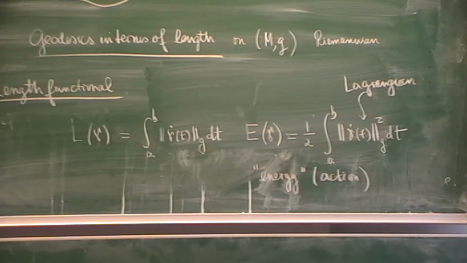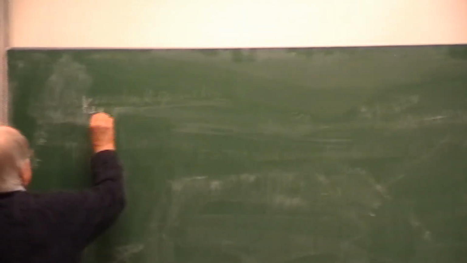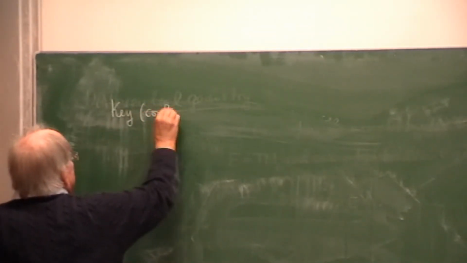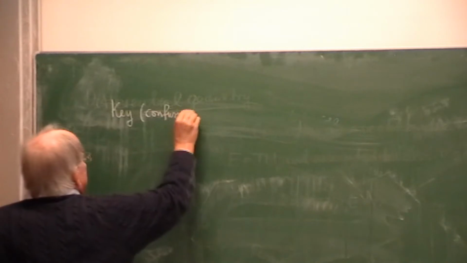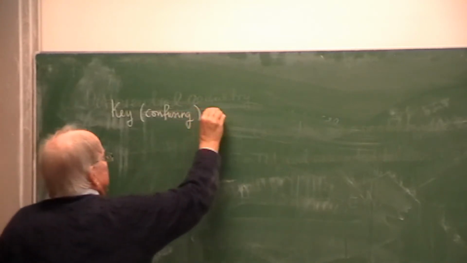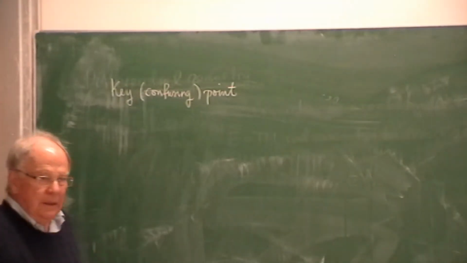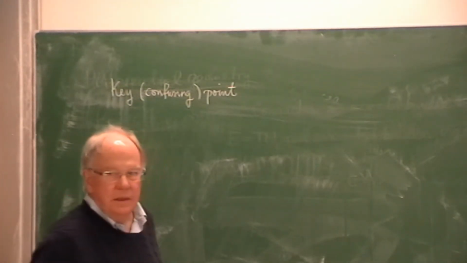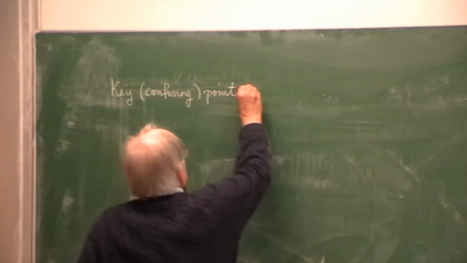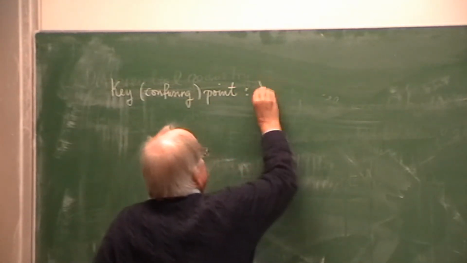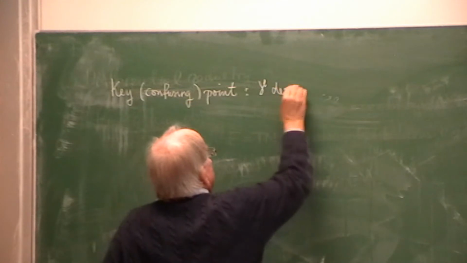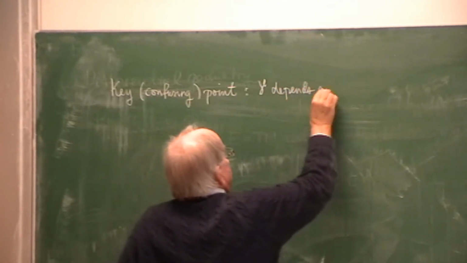Now I want to indicate some really interesting point. A key confusing point, at least for me at the beginning of the subject, is that gamma depends on the parameterization.